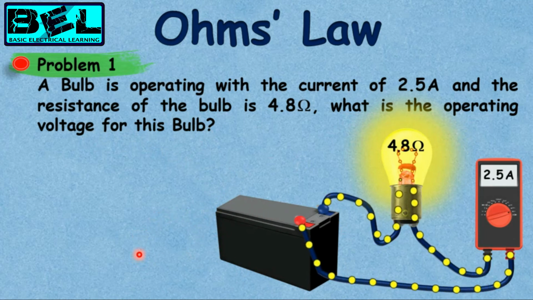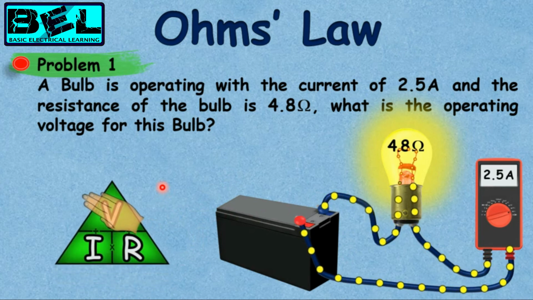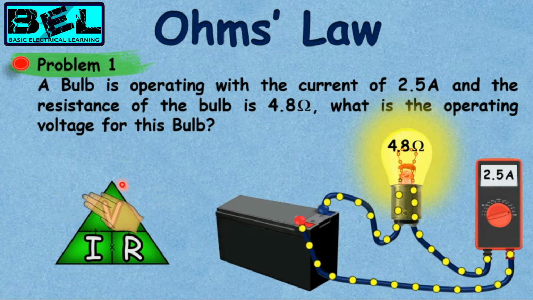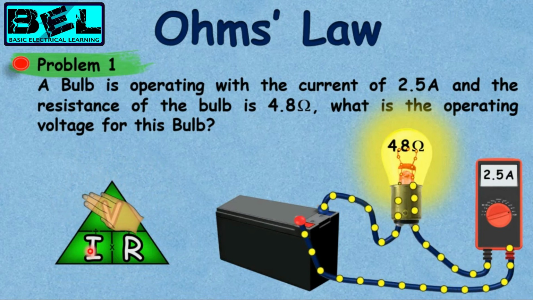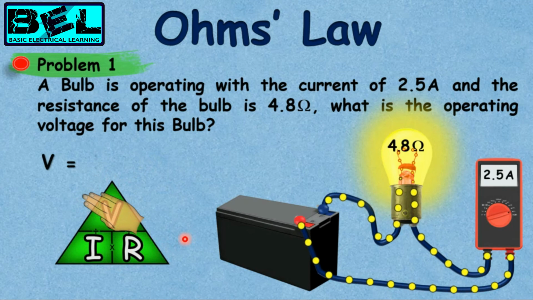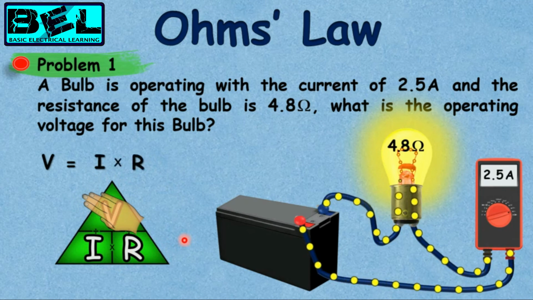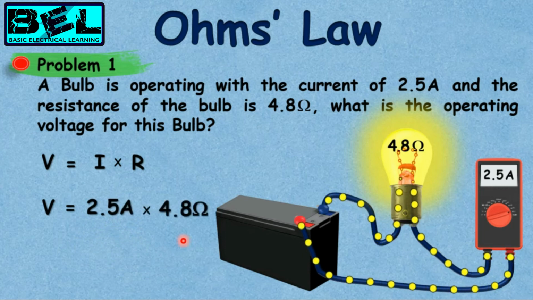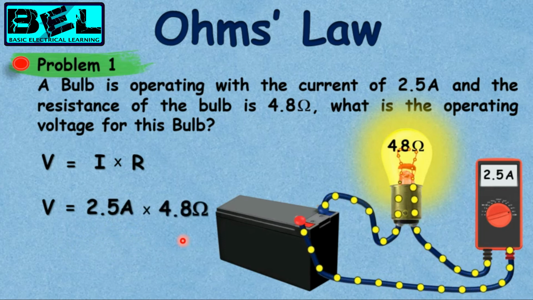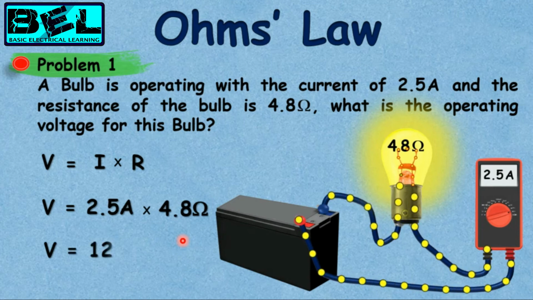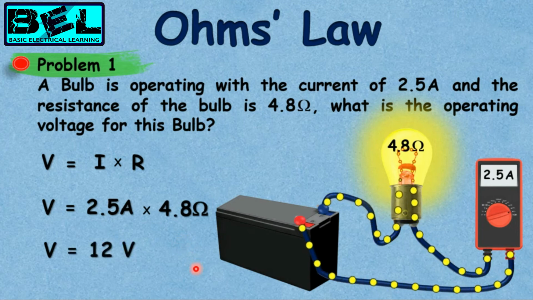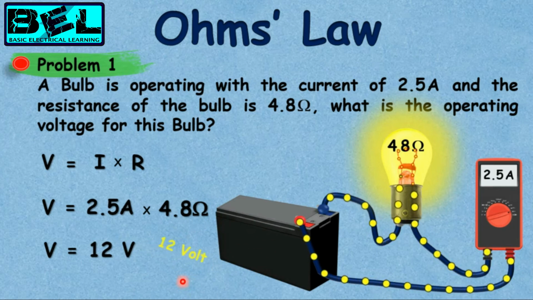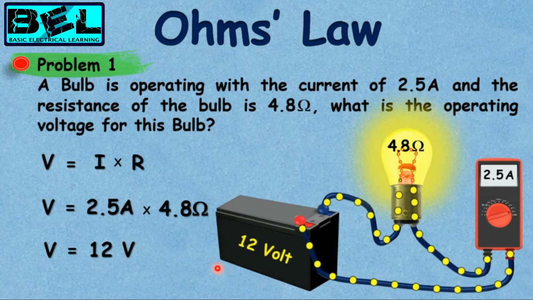Let's see. Again we will use Ohm's law. And here we are going to find out the voltage, so we will cover the voltage. The remaining equation will become IR. So V is equal to IR, and here as we know I is 2.5 ampere and R is 4.8 ohm. So by multiplying these two values, the voltage will become 12 volts. So in this situation, the voltage of the source is 12 volt.